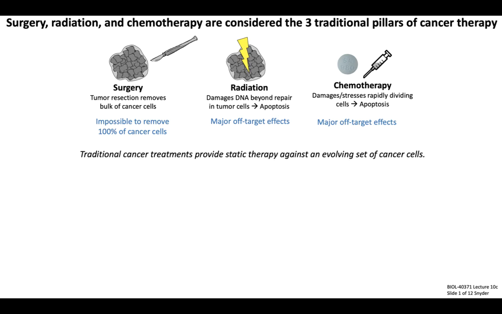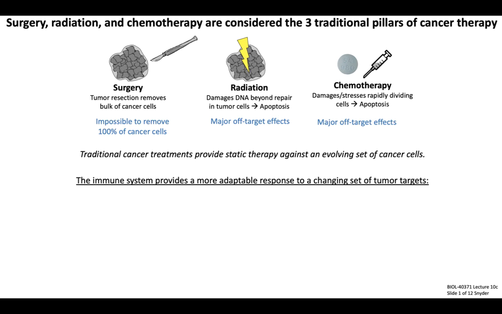Aside from the off-target effects of chemo and radiation, another issue with these treatments is the fact that they apply what we can view as a pretty static form of therapy against what is an evolving set of cancer cells. From our last lecture, we discussed the concept of immunoediting and how this selects for tumor cell clones that can escape immune detection. And we can think of the exact same process working in response to these three pillars of cancer treatment. Application of radiation or chemotherapy will oftentimes select for tumor cell clones that are resistant to that particular therapy. So if you keep giving a patient the same treatment over and over again, you're likely to end up with a resistant tumor in the end.